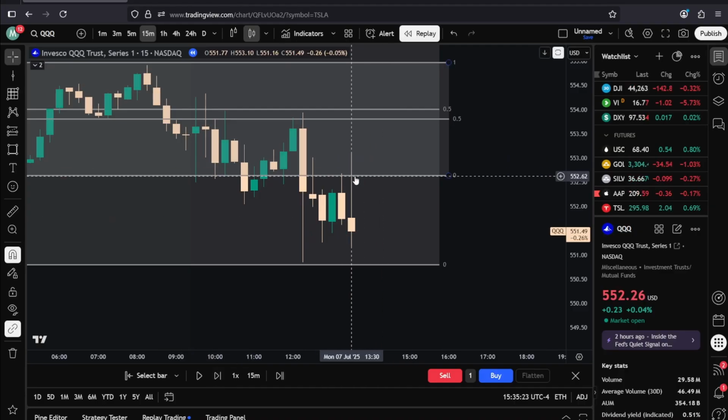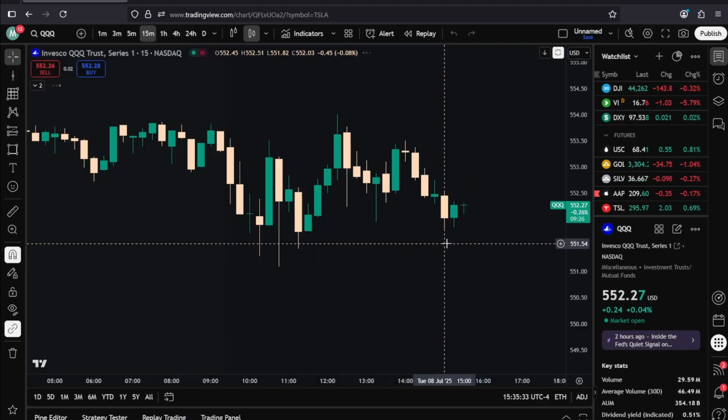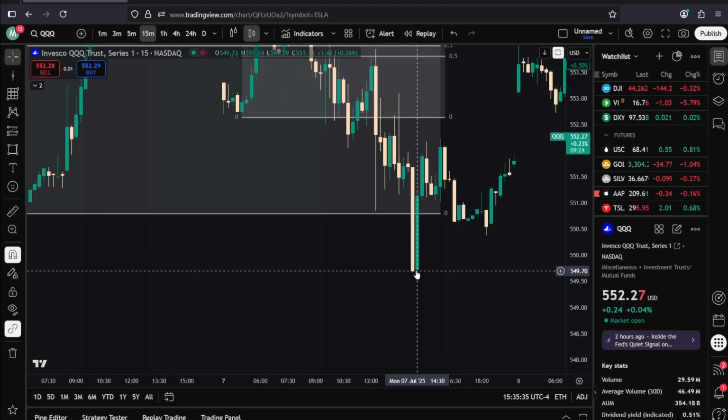Hit it again, so you could have had another entry on that candle. And then price just continued down for the rest of the day. I'll exit this. There you go. Price ended up continuing all the way down, closed below previous day's low, wicked all the way back up.